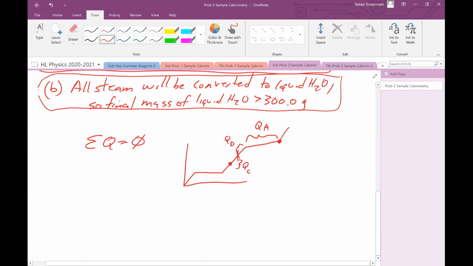Okay, so now that I know that it ends up around here, I could have written that QA plus QC plus QD equals 0. And I could have done all the substitution, and I would get something a little uglier math-wise, but I could solve it. And in fact, you're going to have to do that next week for a slightly different scenario, but with similar ideas. Okay, so I hope that helps.